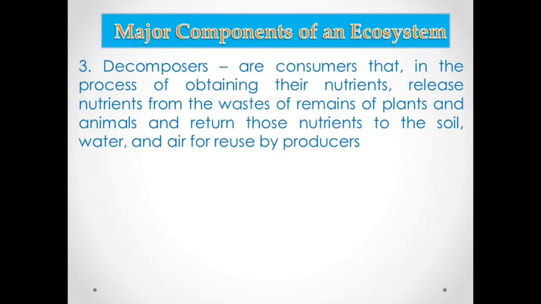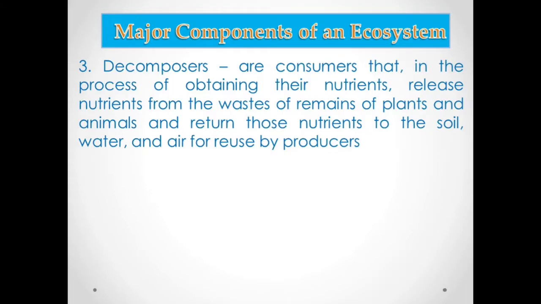The last type of consumer is what we call the decomposers. The decomposers are consumers that, in the process of obtaining their nutrients, release nutrients from wastes or remains of plants and animals and return those nutrients to the soil, water, and air for reuse by producers. So they are the ones that decompose the dead bodies of the producers or the consumers.